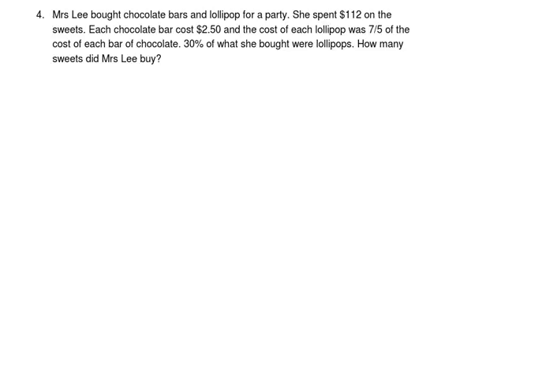This is the chocolate bar, and it is actually $2.50 based on the question. They have a lollipop. When they say 7/5 of the cost of the bar of chocolate, that means 7/5 of $2.50. Do you understand what this statement means? 7/5 of the cost of each bar of chocolate is actually this. Can you understand how to translate the words into a mathematical statement? So 7/5 of $2.50 will give me $3.50.